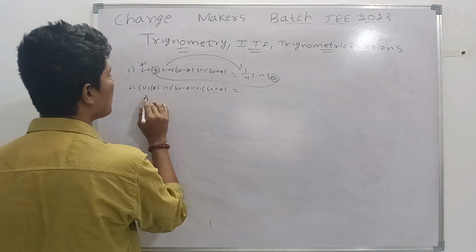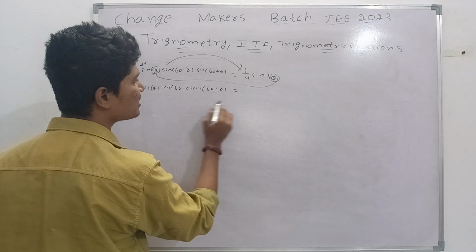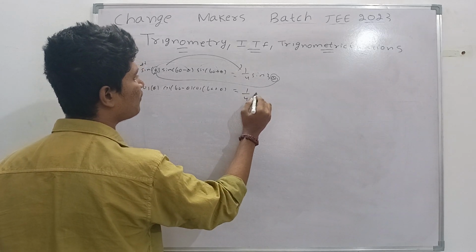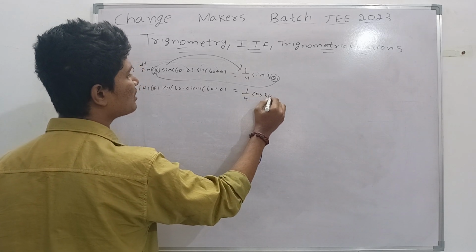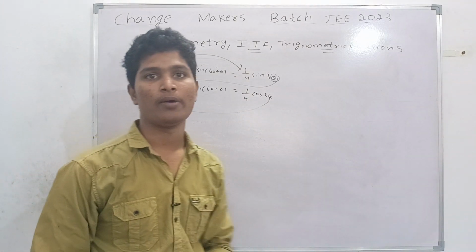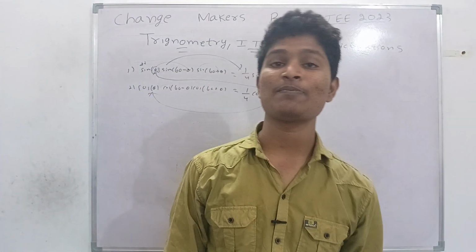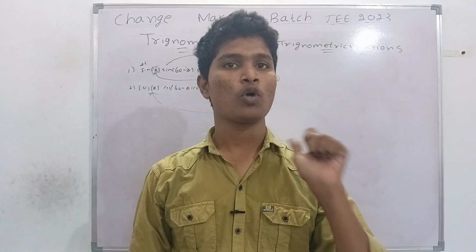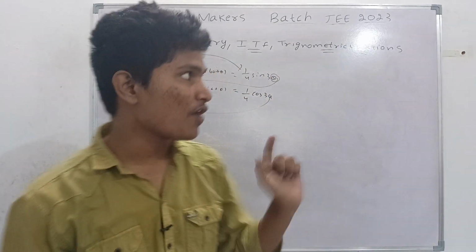And also cos theta, cos of 60 minus theta, cos of 60 plus theta. The total answer is 1 by 4 cos 3 theta. So basically you can get the theta from here. There is a direct question from here. So for 2023 aspirants, you can get a question from this. So be aware of the formula.